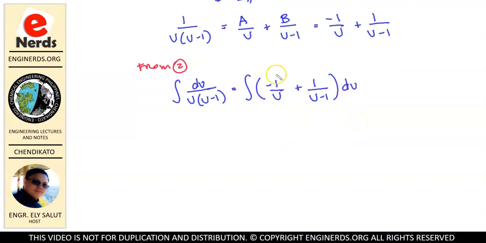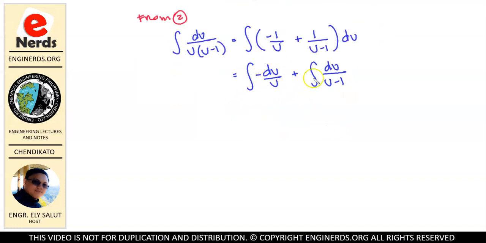Okay, so let us split this. Okay, we have the integral of negative du over u plus the integral of du over u minus 1. Okay, so we can find this because we can already solve this. The derivative of our denominator is always, okay, equal to du, which is already our numerator here. Okay, so therefore, the integral of du over u times u minus 1 is equal to negative ln of u. Okay, then plus ln of u minus 1.